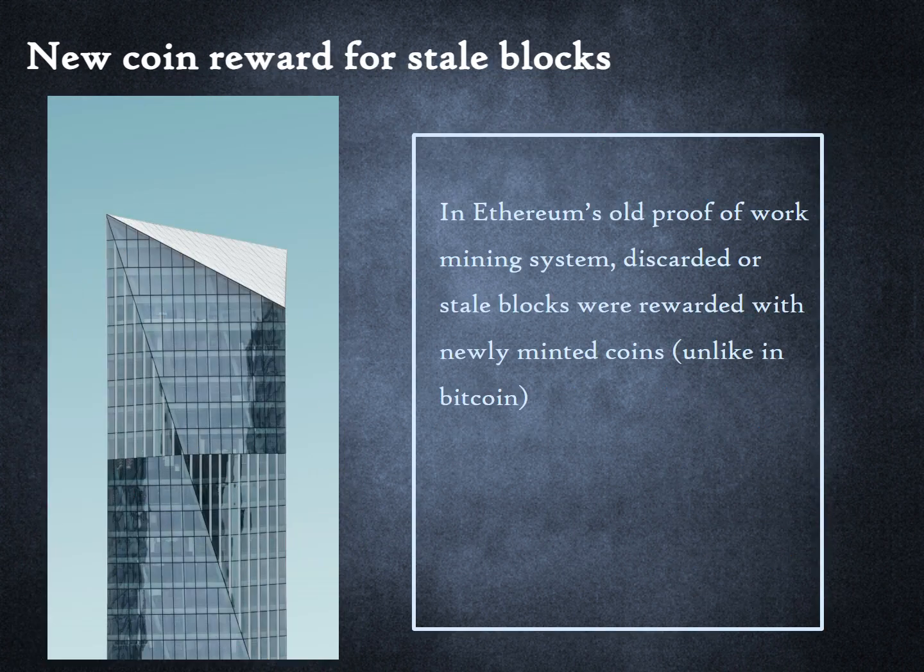In 2022, Ethereum migrated from proof-of-work to proof-of-stake algorithm for block creation. We will learn more about proof-of-stake in the next lesson. In Ethereum's old proof-of-work mining system, discarded or stale blocks were rewarded with newly minted coins. In the proof-of-stake system, they get transaction fees. In Bitcoin, they don't receive any reward.